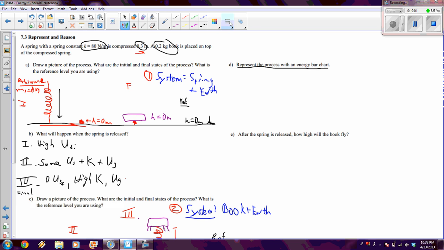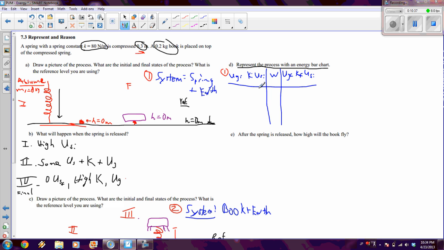So let's represent bar charts for these. So our first bar chart is we're going to worry about this first process here. So we start off with some gravitational potential energy initial, we have kinetic energy initial, we have elastic potential energy initial, we have some work, and we have final gravitational, final kinetic, and final elastic potential.